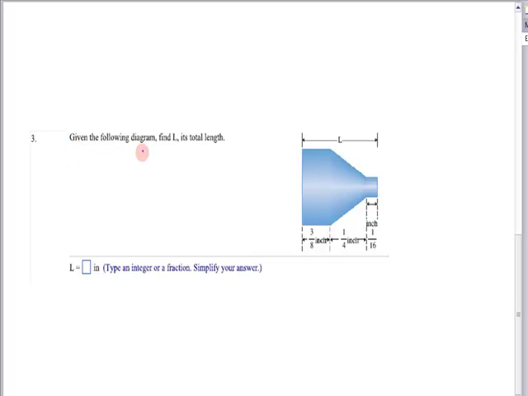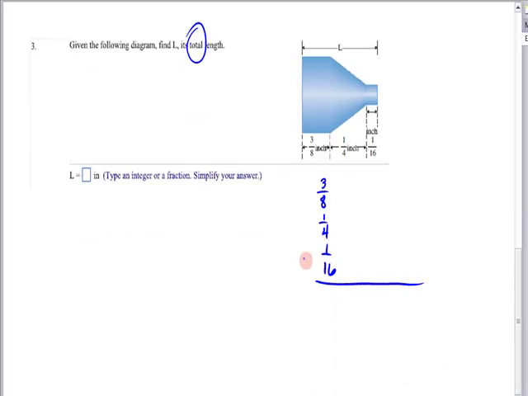It says, given the following diagram, find L, its total length. Total usually indicates to add. So I have an unusual shape here, and we have that part of it is 3/8 of an inch, 1/4 of an inch, and 1/16 of an inch. And the common denominator for all of those, I believe, will be 16. They will all go into 16.